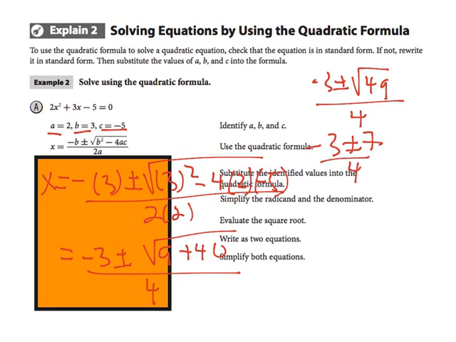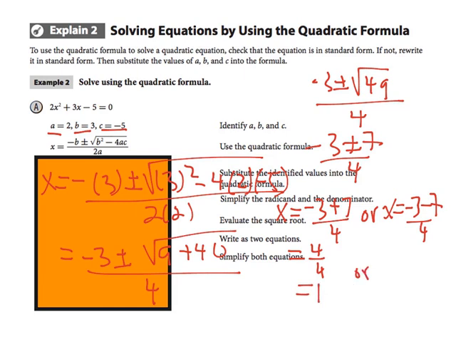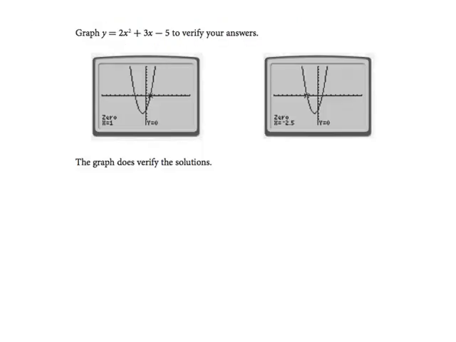Remember that plus or minus means that there are two answers, so we're going to break this up. So x equal to negative 3 plus 7 over 4, or x equal to negative 3 minus 7 over 4. Right, so 4 over 4 reduces to 1, or negative 10 over 4 reduces to negative 5 over 2. So we have two answers. Okay, let's go on to our next example.